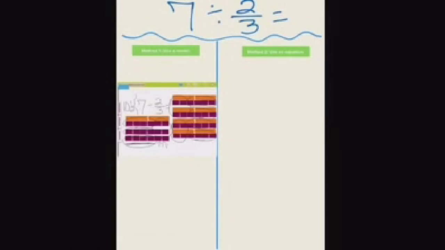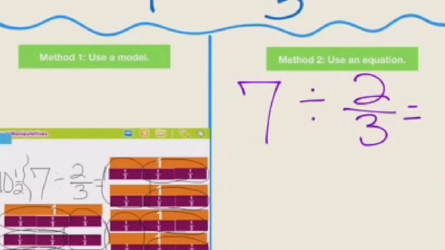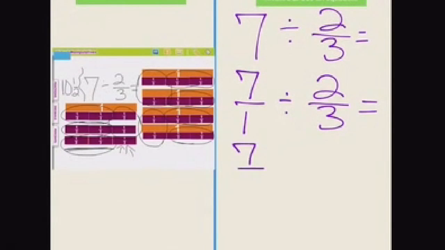Okay, and then let's also do this using an equation. So we're going to do 7 divided by 2/3. Again, start by writing that 7 as 7/1 divided by 2/3. Then we're going to multiply our first number, 7/1, times the second number's reciprocal. So division becomes multiplication, and 2/3 becomes 3/2.